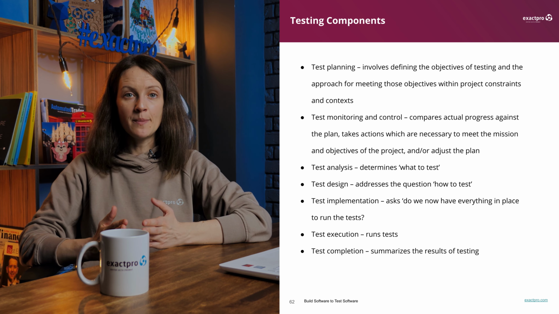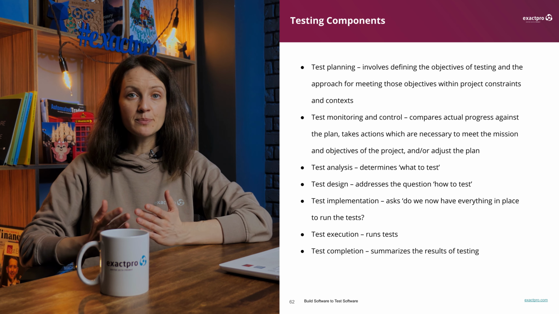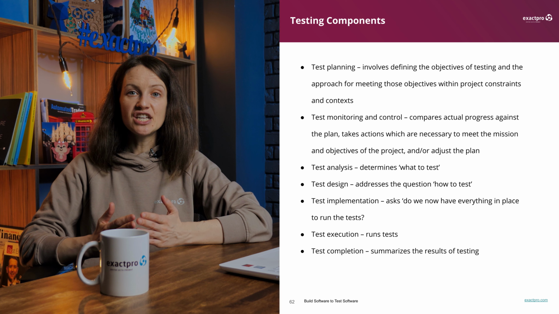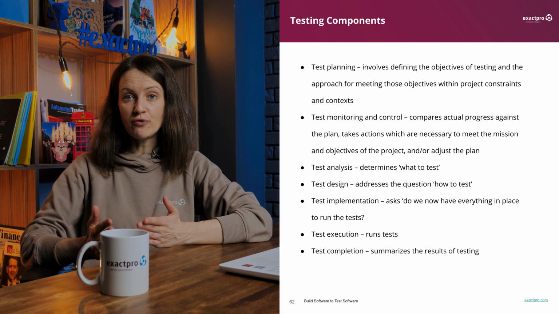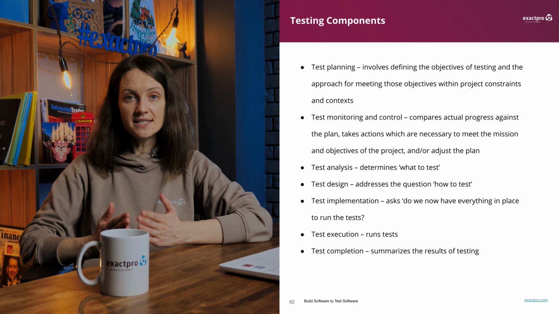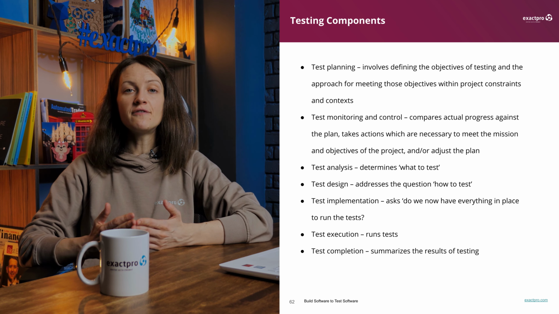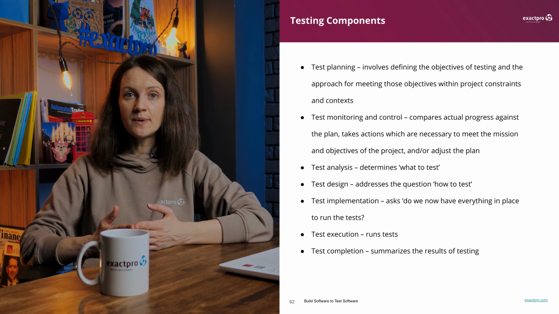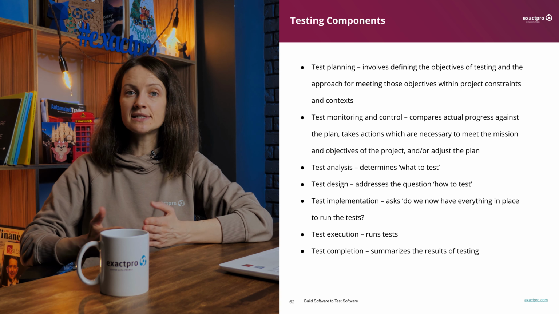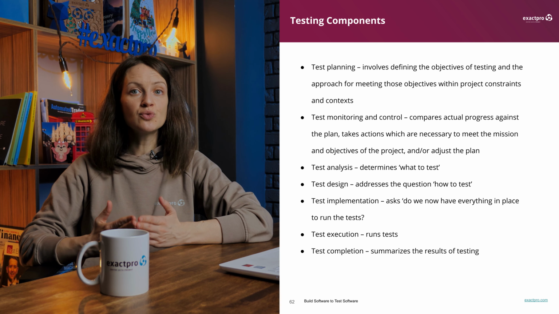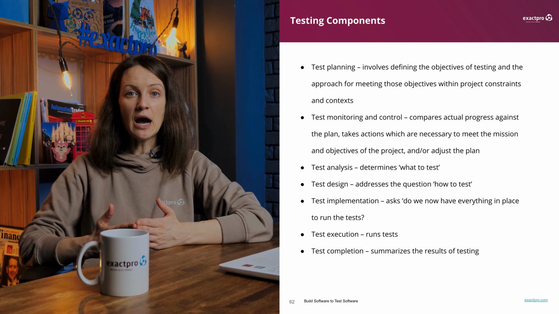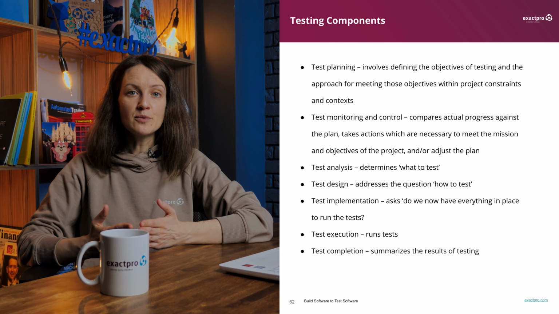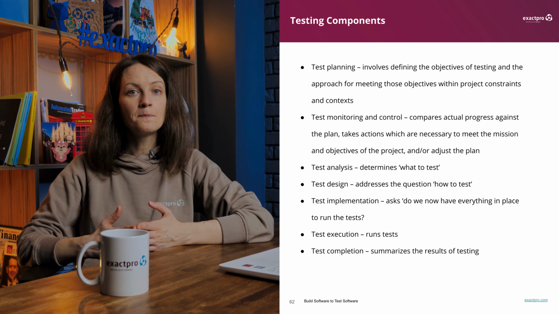Test analysis determines what to test. The testing process has to be grounded in reality. The test object needs to be real, and we have to analyze it beforehand. Test design addresses the question of how to test. Test implementation asks, do we now have everything in place to run the tests? Test execution runs tests. This is where we do our empirical research. Test completion summarizes the results of testing.